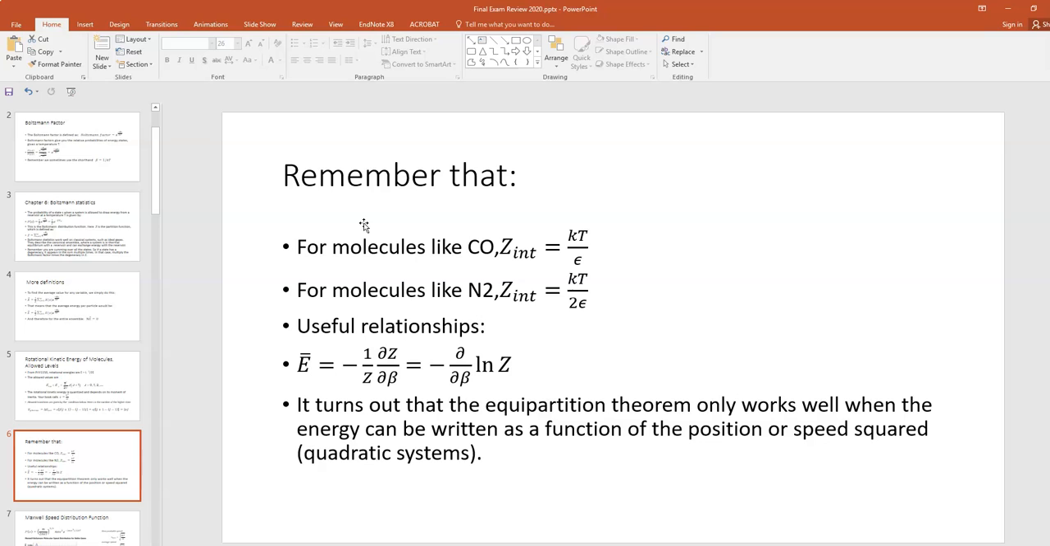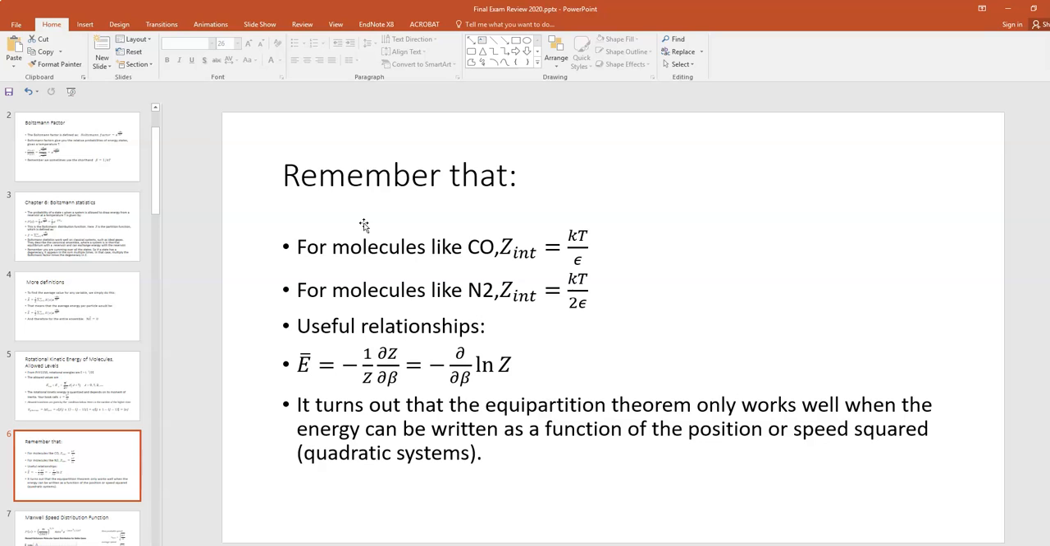Now remember that the partition function for the rotational energies, Z internal here, is equal to kT over epsilon. We solved for that. And that's for molecules like carbon monoxide, which are diatomic molecules, but don't have symmetry to them. In other words, they're two dissimilar atoms. For molecules like nitrogen and oxygen, which are the same, that halves your partition function, right? For nitrogen and oxygen, that's N2 and O2, it's the same atom on either side. So you take half of the partition function for an asymmetrical molecule like carbon monoxide. So that's kT over 2 epsilon.